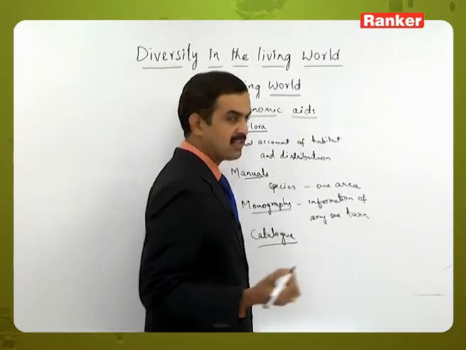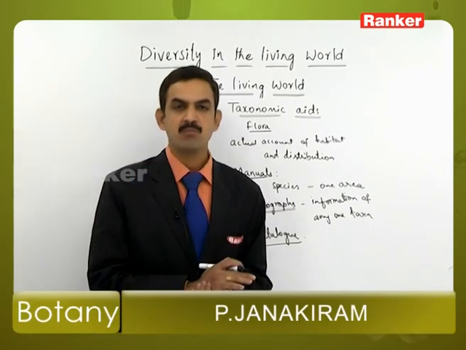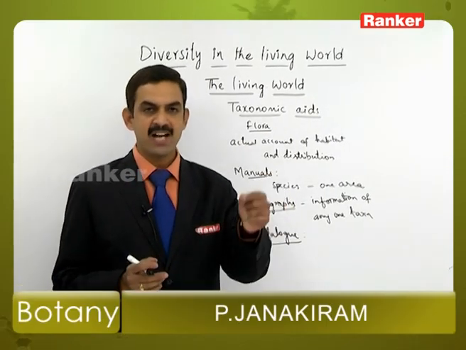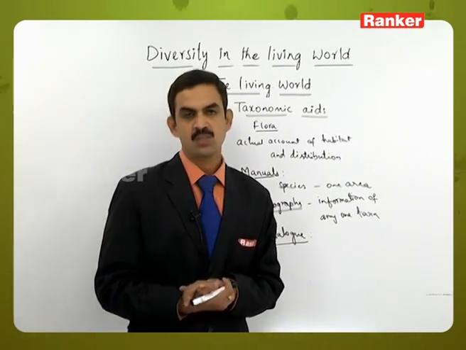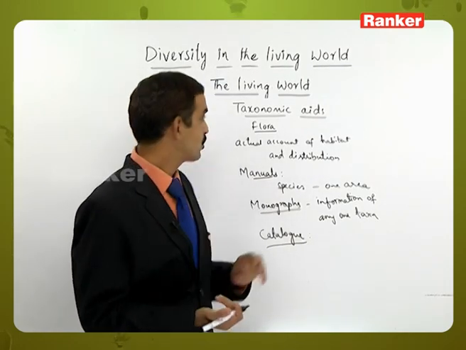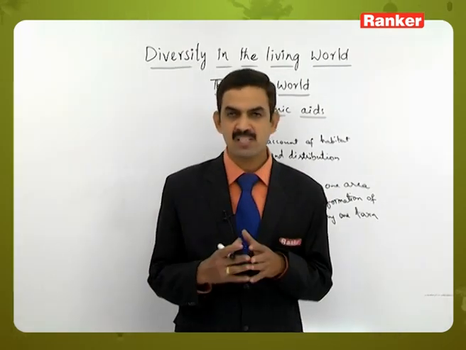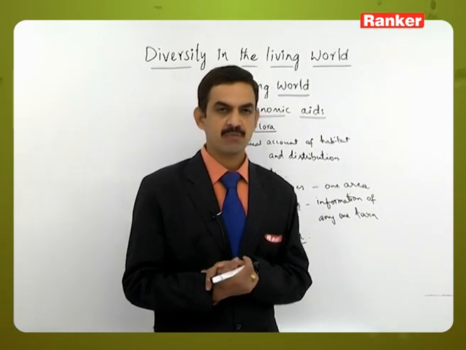Catalog means the list of items which are present in the herbarium or in the museum. It gives a list of items which are going to be observed in that particular area. So this is another taxonomic aid which helps in the identification of plants. These are various types of taxonomic aids, from herbarium to catalog, which help in the identification of the plants.